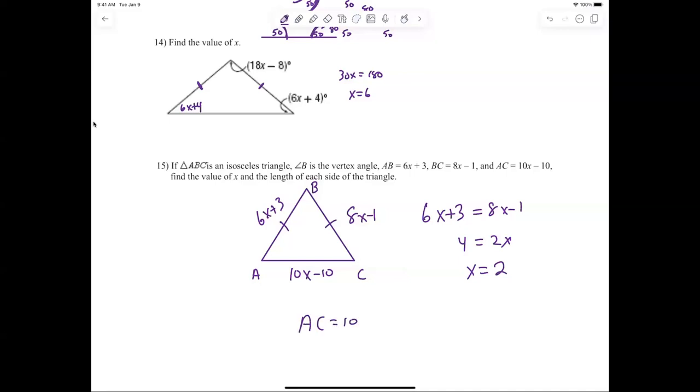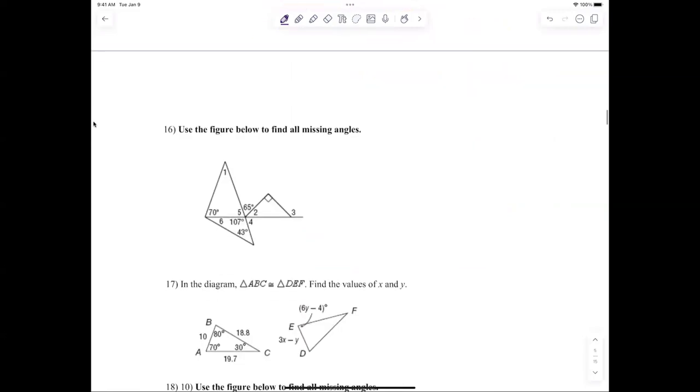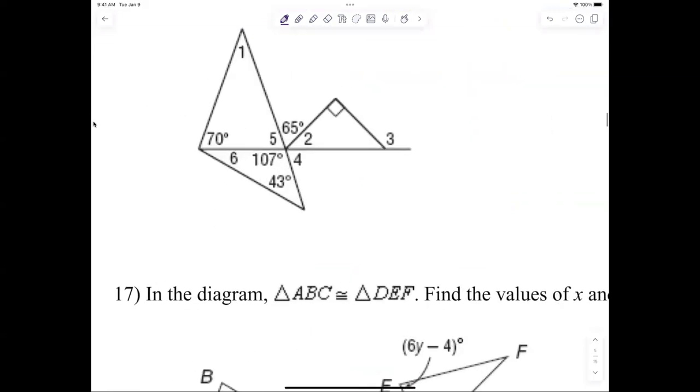All right, so what's AC? AC equals 10. AB equals what? And BC better be what? Because we said they were equal. All right, anybody have any questions with that? Anybody have any issues? All right, here we go. Let's try to find all these guys.